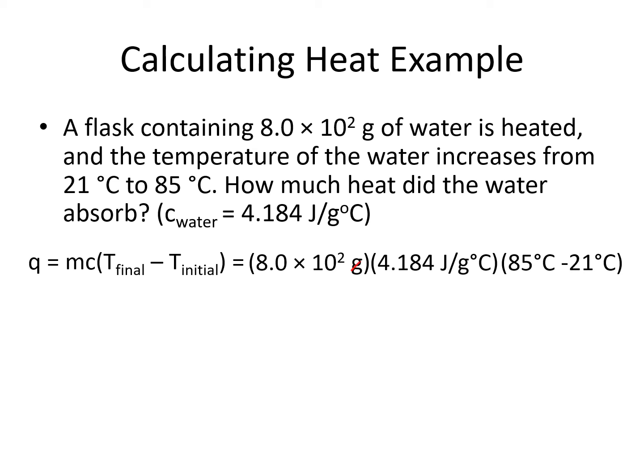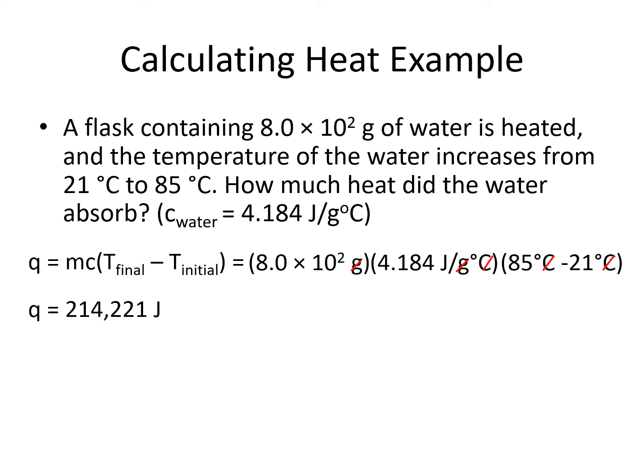Notice the units end up canceling out. So grams of water cancel out with grams in the denominator of the specific heat. The degrees Celsius in the denominator of the specific heat cancel out with the degrees Celsius in the temperatures, and we're left with joules, which is a common unit for heat. Remember, energy takes the form of heat or work. Since heat is a form of energy, it uses energy units, such as joules.